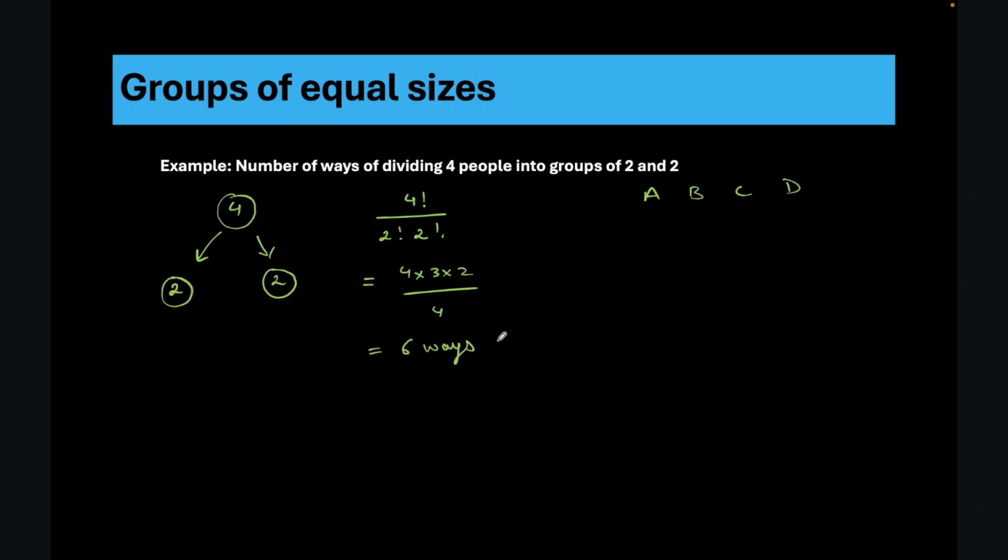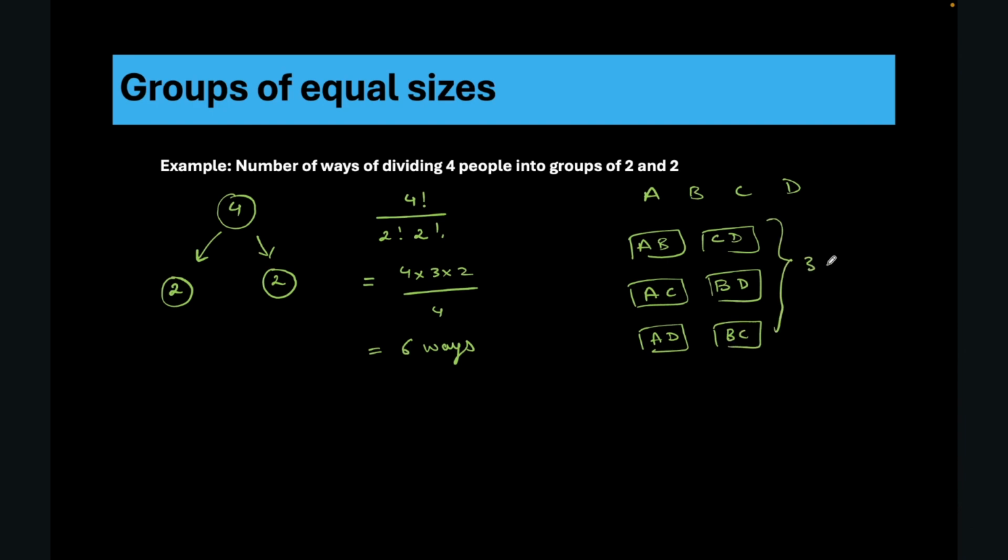Now there's a catch to it. Now let's break this apart. Let's make the different groups possible. So we have one group of AB, CD. We can have one group of AC, BD, and we can have one group of AD, and one group of BC. Now notice, I'm only getting 3 ways here.